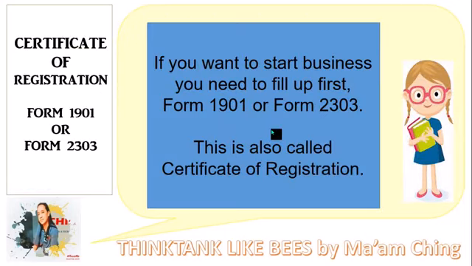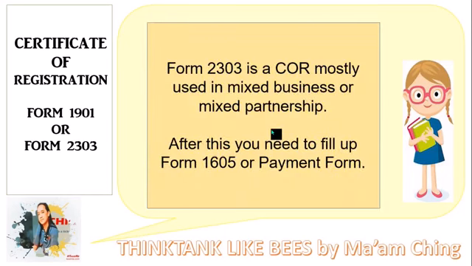Okay, so for the certificate of registration, you need to use Form 1901 or Form 2303. If you start up your business, you need to fill up first Form 1901 or Form 2303. This is what we call the certificate of registration. Form 2303 is a certificate of registration mostly used in mixed business or mixed partnership. After this, you need to fill up Form 1605 or payment form.